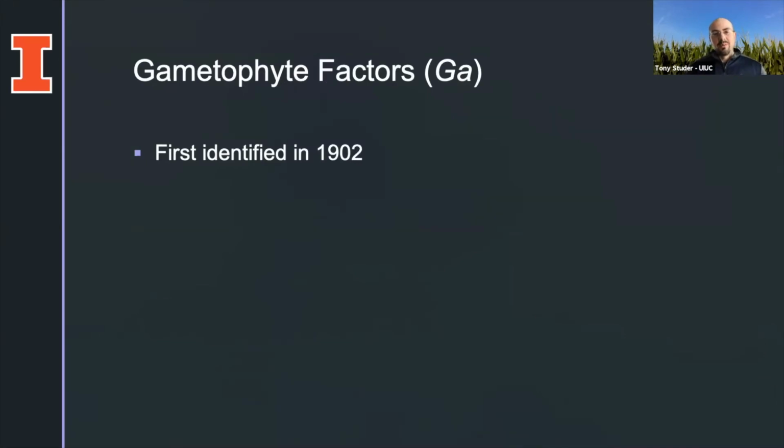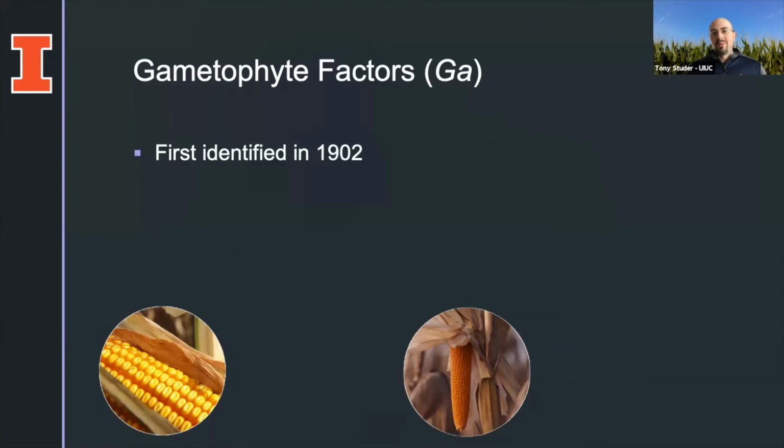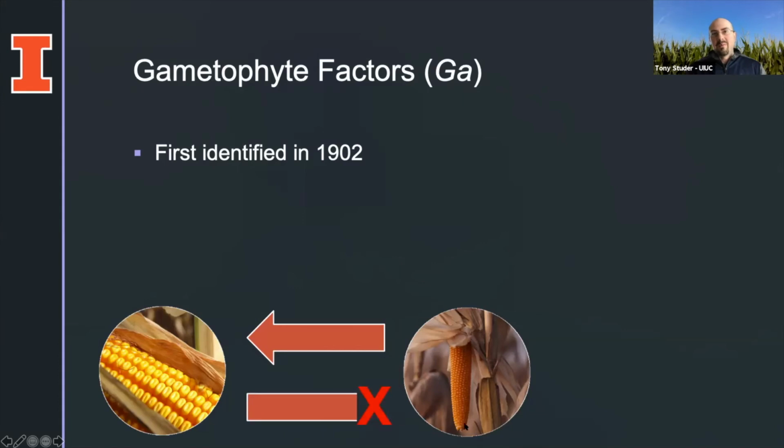There are things called gametophytic factors, and you probably haven't heard of these, but they were first identified in 1902. But if you grow popcorn, you've probably used these. One of the wonderful things about popcorn is it has this gametophytic system. So its pollen can pollinate dent corn, but dent corn pollen can't pollinate popcorn. This preserves the structure of the popcorn kernel and allows it to pop. And there is zero contamination of the dent corn into a popcorn field.